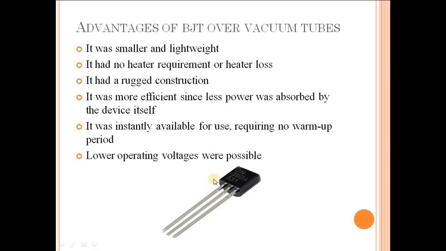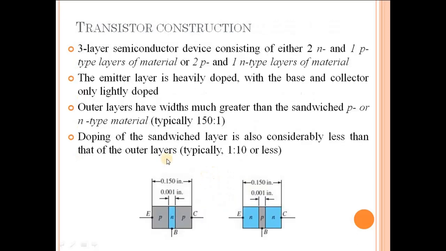Now I will move to discussing the construction diagram of the BJT. So BJTs are three layer semiconductor devices. The BJTs can be of two types. Either it can be an NPN BJT or it can be a PNP BJT.